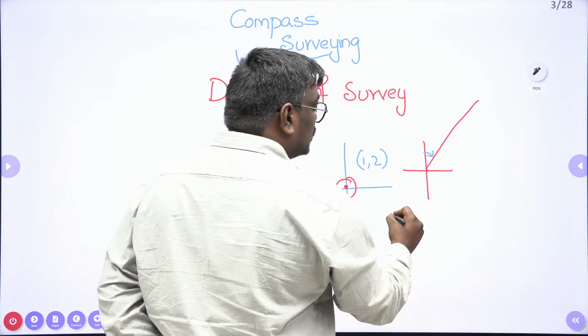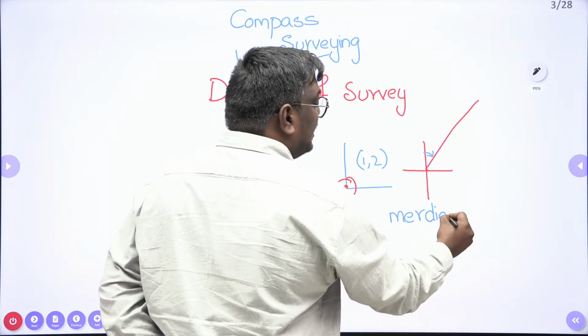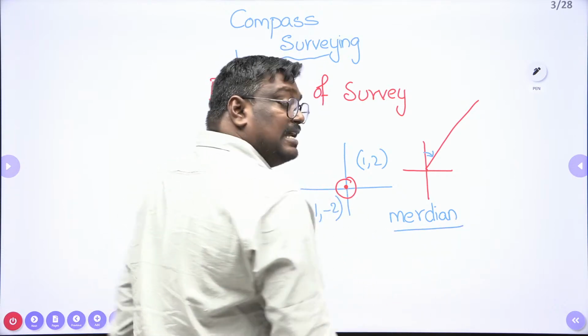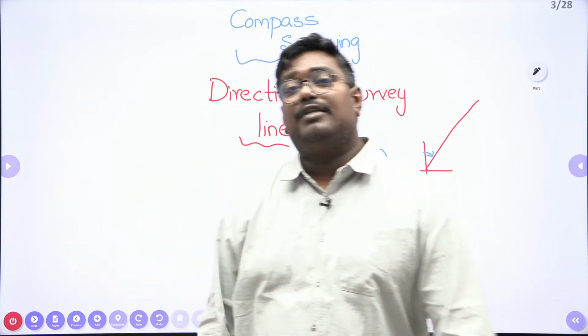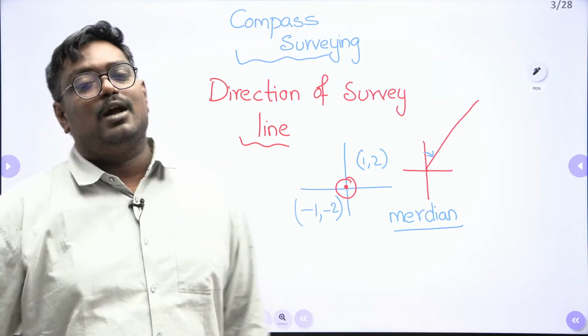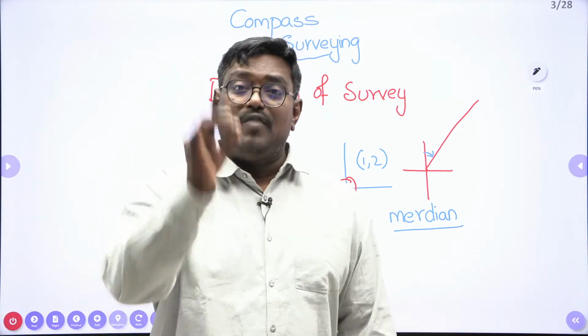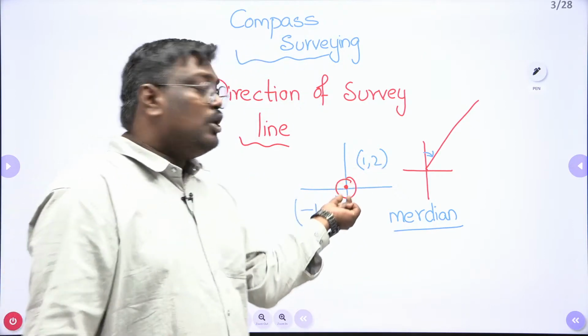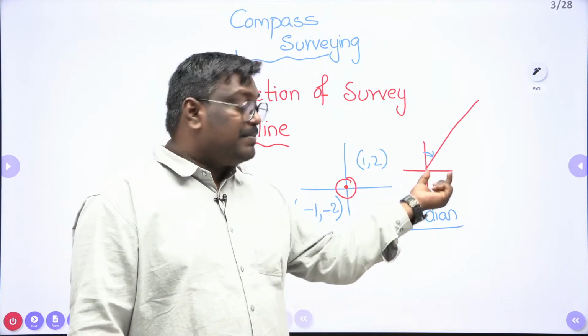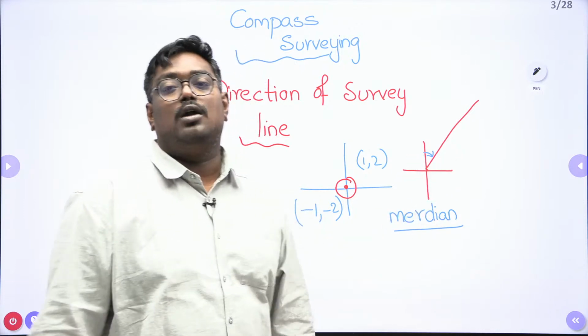We have a concept called meridian. What is a meridian? It is a fixed line of reference about which the angles are measured. When you have points like (1, 2), you are taking the origin as reference. Similarly, you will have a reference to measure the angles. That reference is called the meridian.